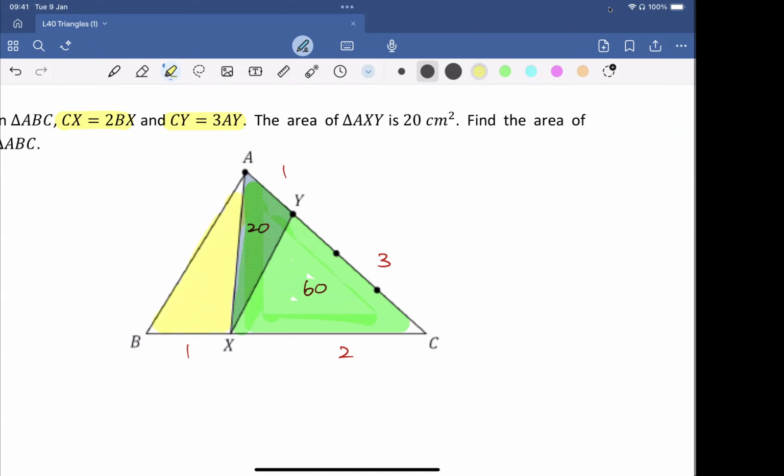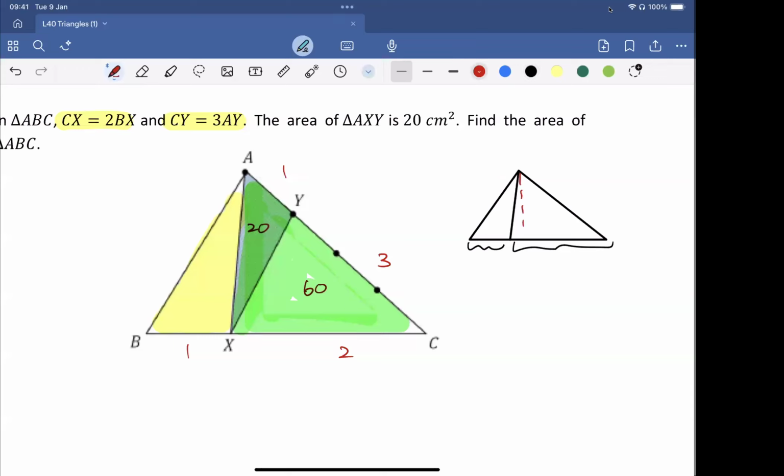AC or AB or BC. Which line do you want to use as a base? The bases have to be side by side. Okay, again, let's go back. The base needs to be side by side. Which line do you want to use for the base? BC. Correct.